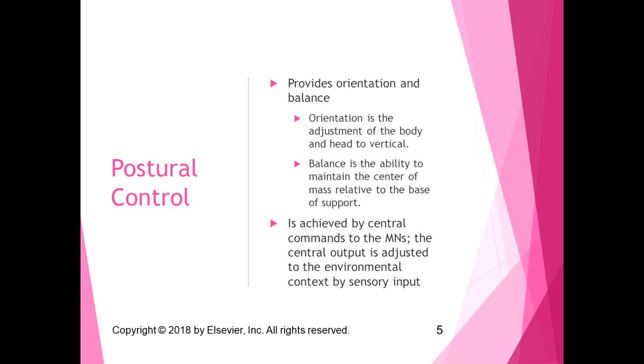Postural control provides orientation and balance. Orientation is the adjustment of the body and head to vertical, and balance is the ability to maintain the center of mass relative to the base of support. We've been talking about that since day 1, right? Postural control is achieved by central commands to the motor neurons. The central output is adjusted to the environmental context by sensory input. That's that feedback.